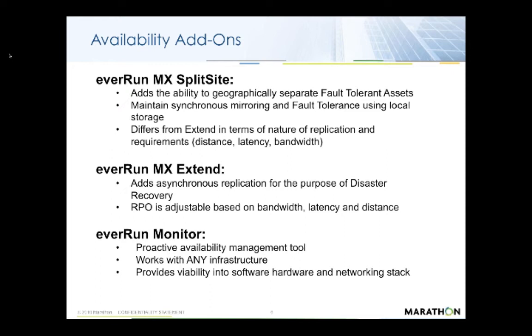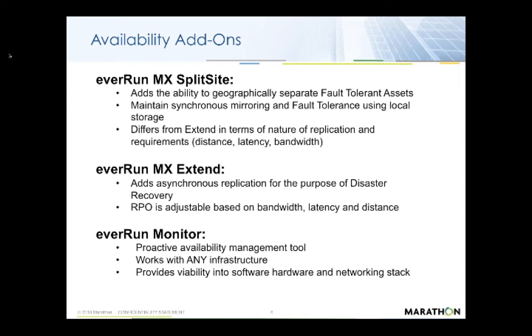This obviously differs from Extend in terms of the nature of the replication and the requirements, as we're going to go through in just a moment. This allows you to maintain full system fault tolerance or component fault tolerance, as an overlay to MX or MX Express, and do that in a synchronous nature. So it's really about the type of replication that's being done.